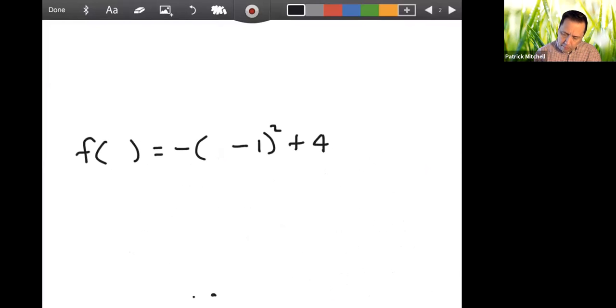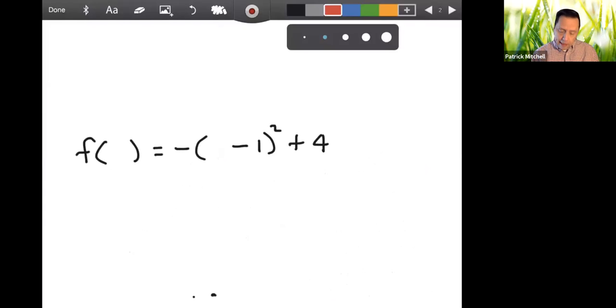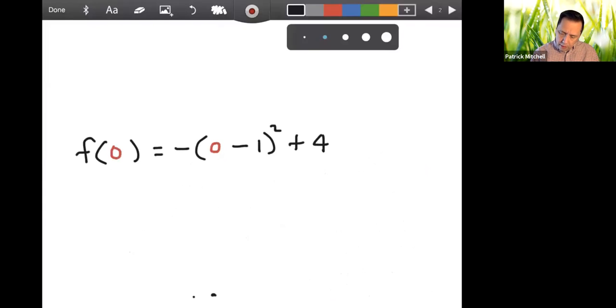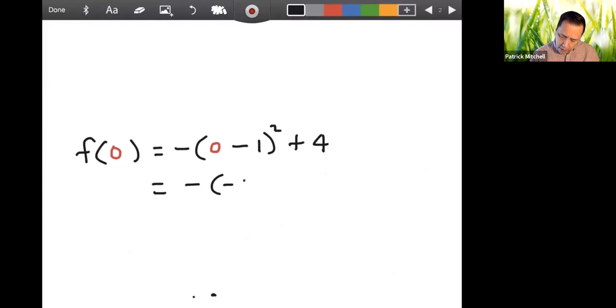And I think you've seen me do this before. I am going to leave the x out of it and replace the x with a 0. So then that is going to give me negative the square of negative 1 plus 4. The square of negative 1 is 1, but this negative sitting out front flips it back to negative. So this is negative 1 plus 4, which is 3.